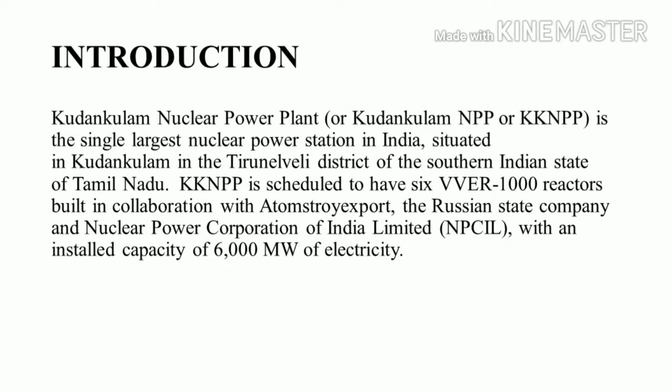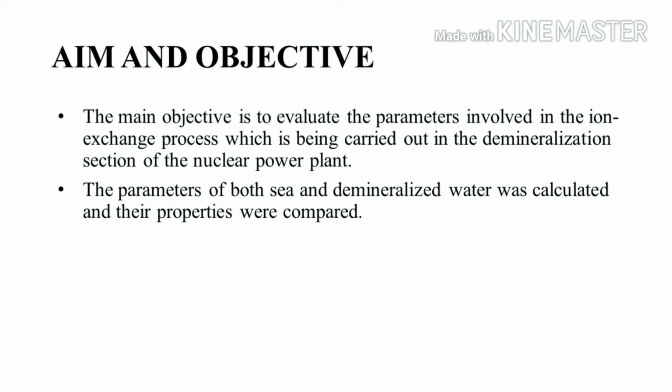Introduction. Kodangulam Nuclear Power Plant is the single largest nuclear power station in India situated in Kodangulam in the Tirunelveli district of the southern Indian state of Tamil Nadu. Kodangulam Nuclear Power Project is scheduled to have 6 VVER reactors built in collaboration with Atomstroyexport, a Russian state company, and Nuclear Power Corporation of India Limited.